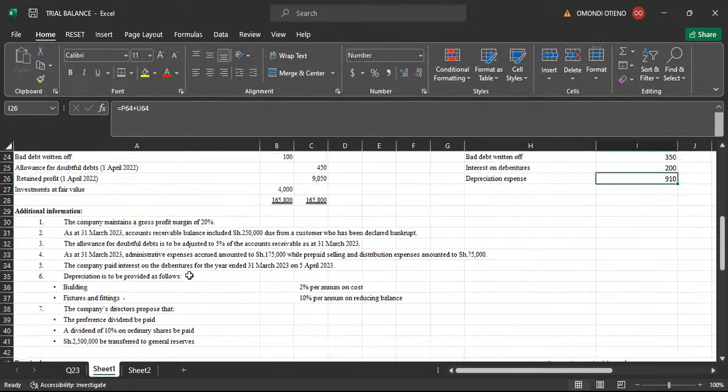What next? After depreciation, I'm told the company's director proposed that the preference dividends be paid.